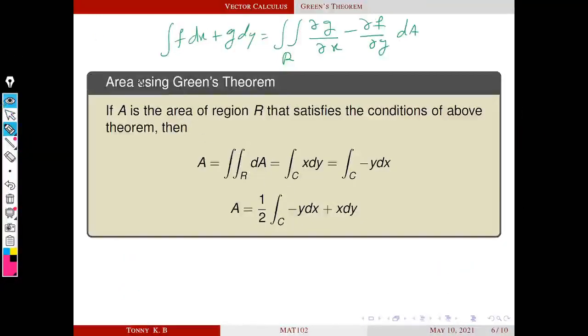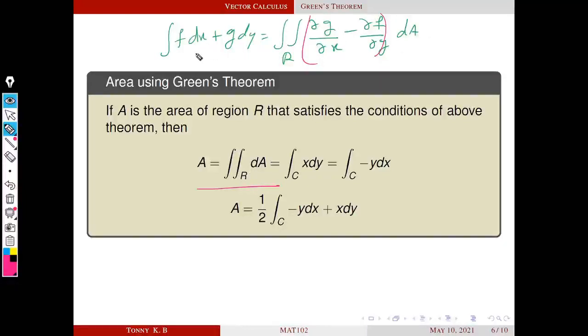This is another application of Green's theorem. We can evaluate the area of a plane region using Green's theorem. We know that the area of a region is given by this formula, the double integral over R of dA. This is the formula of area. Then how to convert this double integral into a single integral? That is our main problem. So we know that the double integral over R of this portion into dA is equal to a single integral like this.